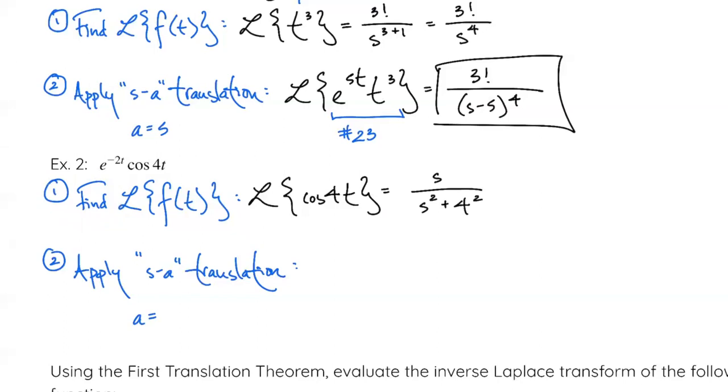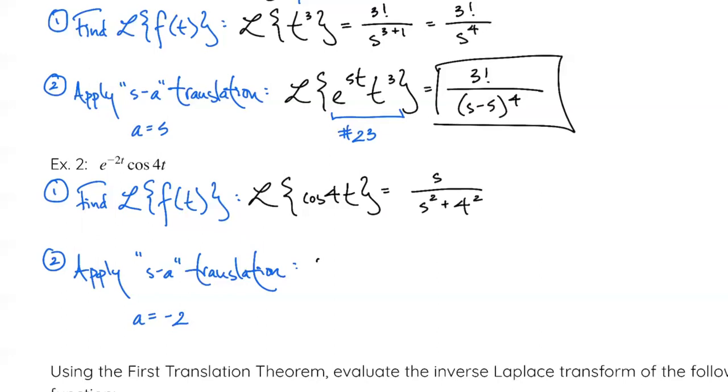But let's be a little bit more specific now. We want to note that we have a negative 2 here. Okay, so negative 2 for this translation. That means that everywhere we see an S, we're now going to replace it with S minus negative 2.